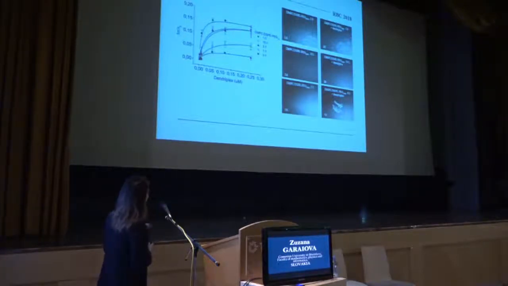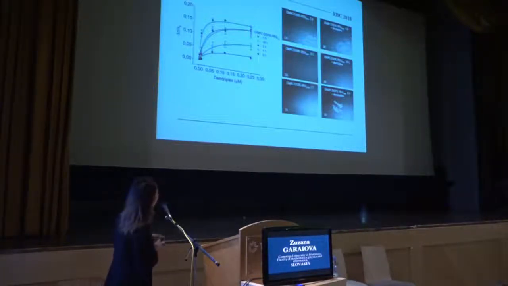So increasing the molar amount of PEG didn't cause such a high change of surface pressure compared to the pure DMPC monolayer. And those monolayers were also visualized by Brewster angle microscopy.